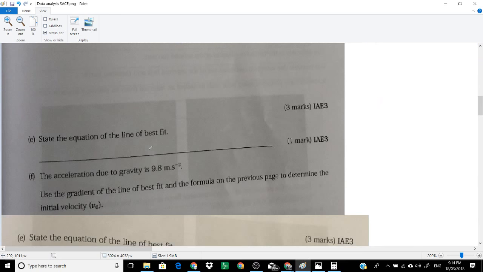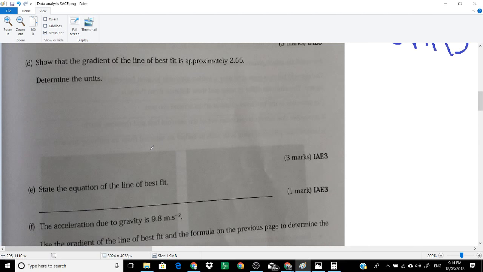So the equation of the line of best fit. All right, that's simple enough. In this case, I could probably just write it in here. You there? There you are. SH equals, if I use their value, I'll use mine. I'm going to use mine.